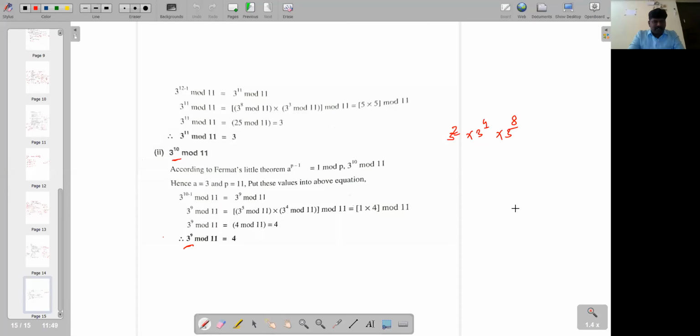Welcome back to the course on cryptography and system security. We were discussing the problem, and Alia has raised some questions.